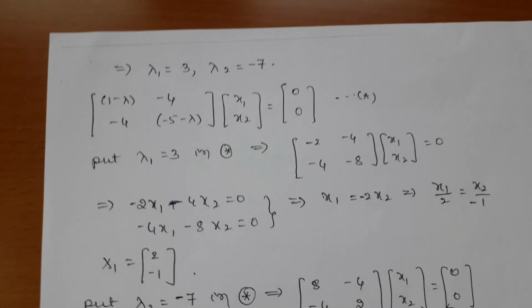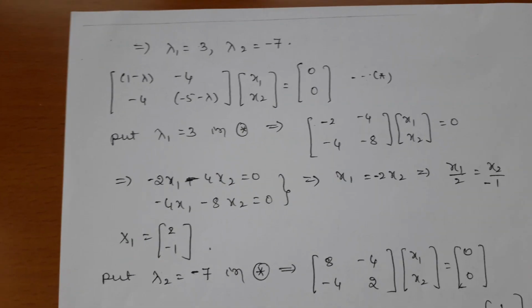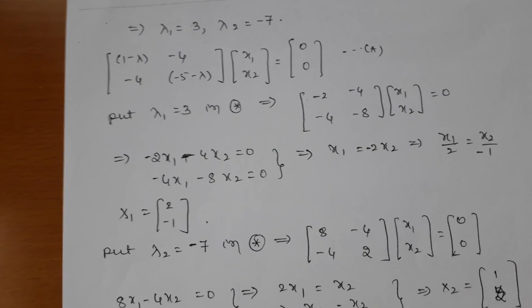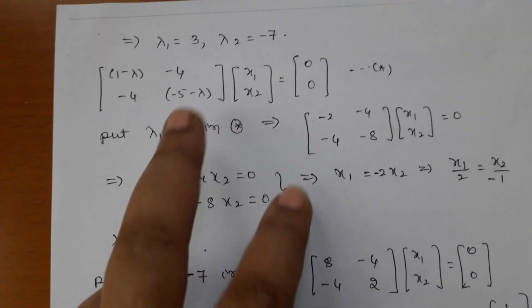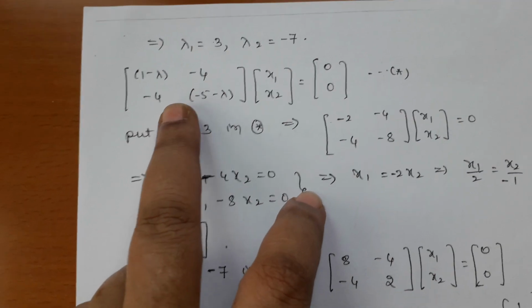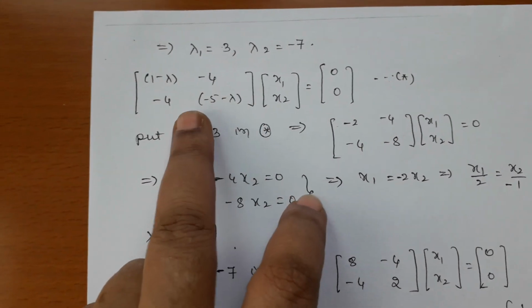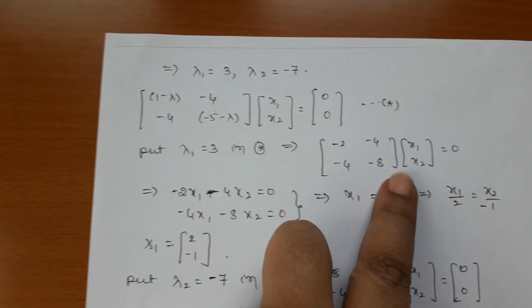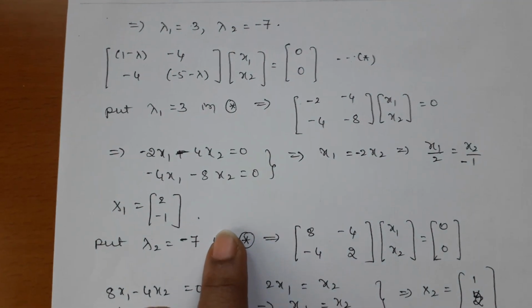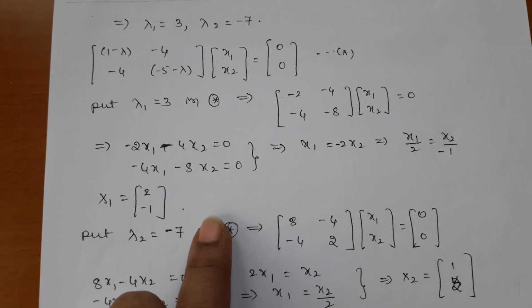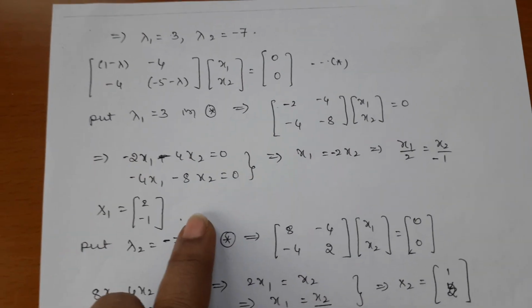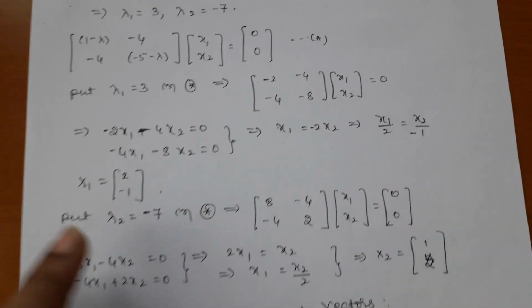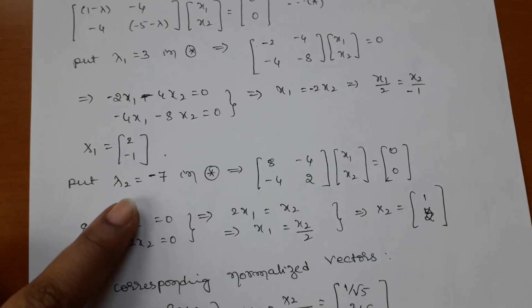Then I have to substitute the eigenvalues one by one in the equation matrix of A minus lambda I into matrix of X equals matrix of 0. This is the matrix I mentioned, A minus lambda I. Substitute lambda 1 equal to 3 in this matrix, and then write the system of equations. You know how to write the system of equations from the matrix form. Once you write that, using these two equations, find the eigenvector. You know how to find it. What is my x1? It is 2, minus 1.